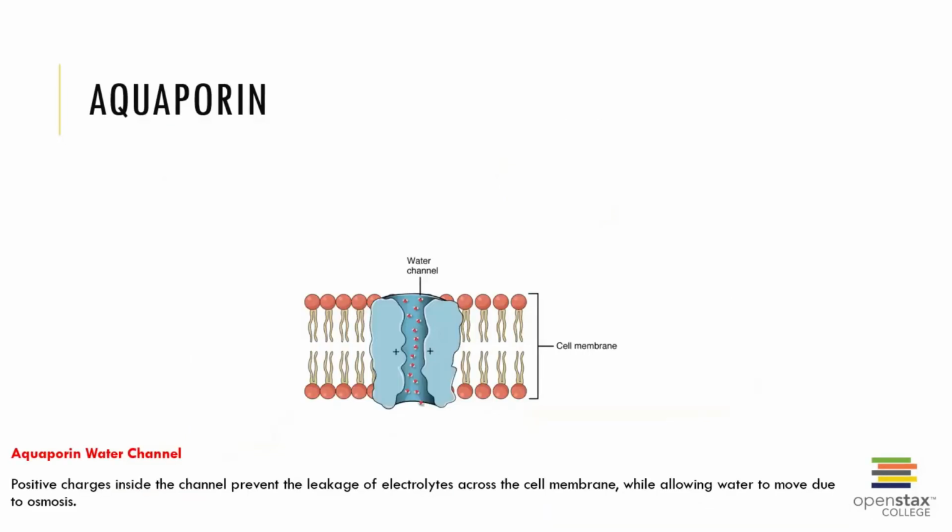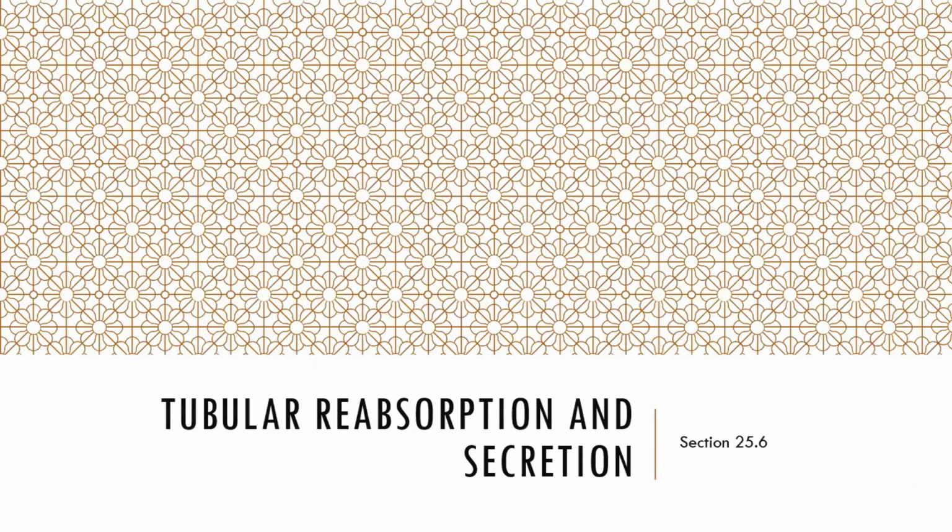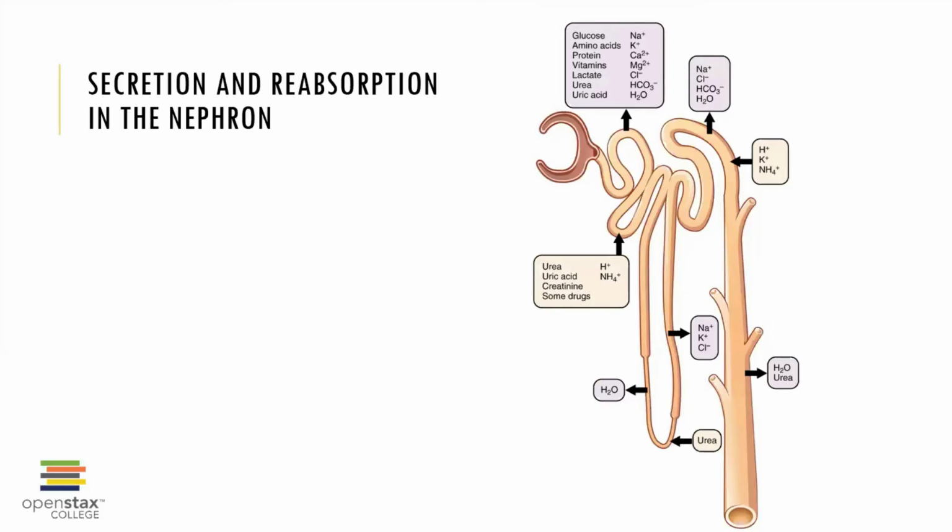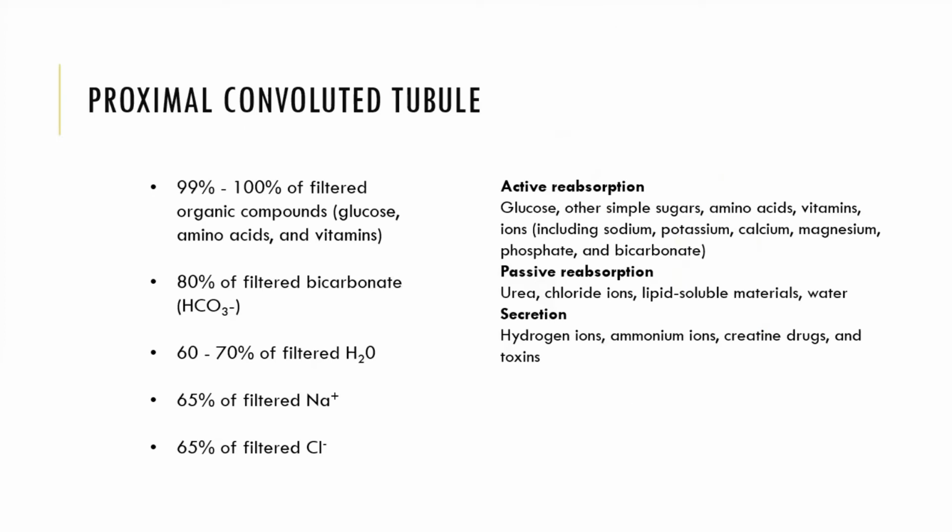Okay, and speaking of fluid balance, it's important to know that positive charges inside the channels prevent the leakage of the electrolytes across the cell membrane. And at the same time, they allow water to move due to osmosis. And here's a little bit more information about tubular reabsorption and secretion. Again, there's the PCT with some further information about PCT, proximal convoluted tubule. It talks about what the PCT is responsible for: actively reabsorbing, passively reabsorbing, and secreting.